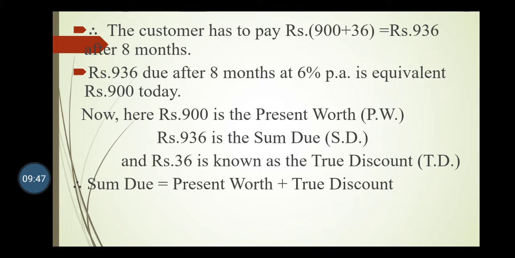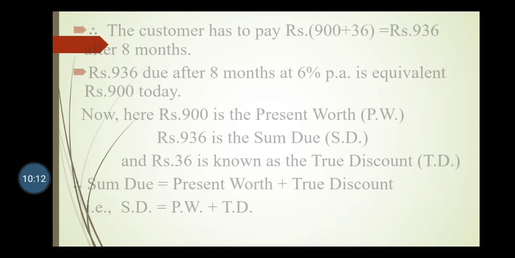Therefore, sum due. How can we find the sum due? Sum due is always equal to present worth plus true discount. That is, sum due is denoted by SD, present worth is denoted by PW, and the true discount is denoted by TD. So SD equals PW plus TD.